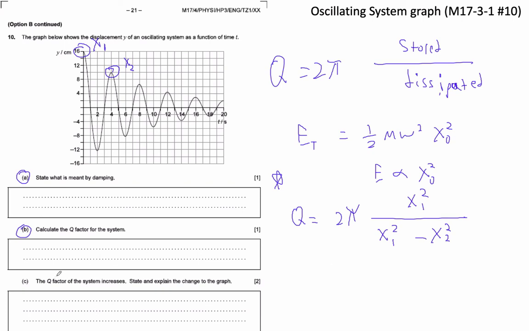And then they say the Q factor increases, right? Well, remember, if the Q factor increases, the damping decreases. So talk about how that graph's going to change. See if you can get two different things that you can say about that.